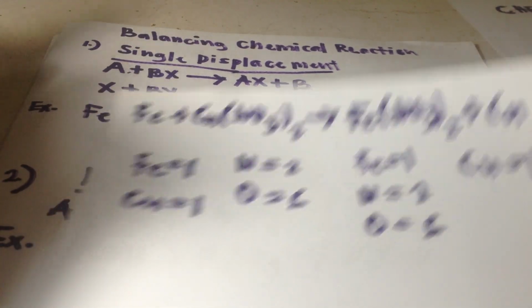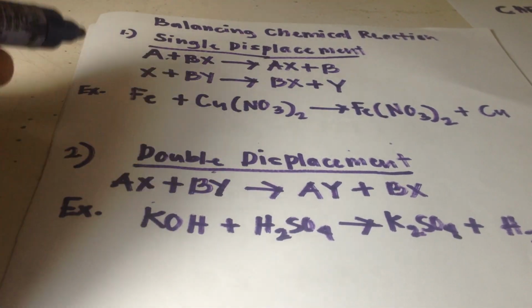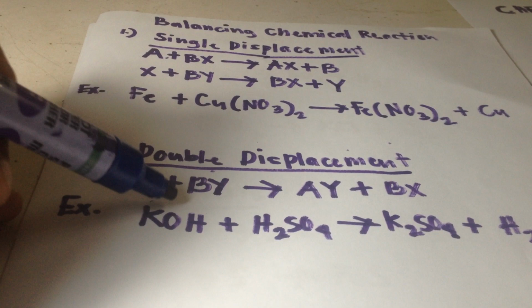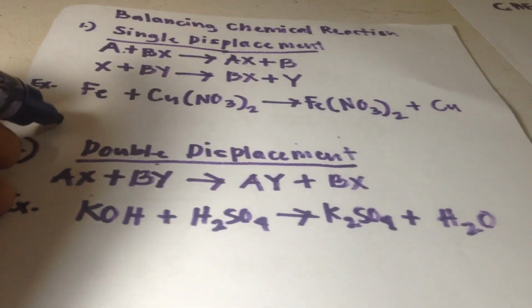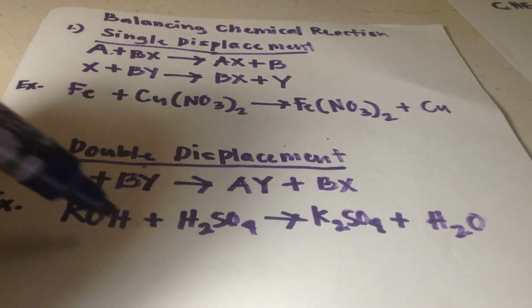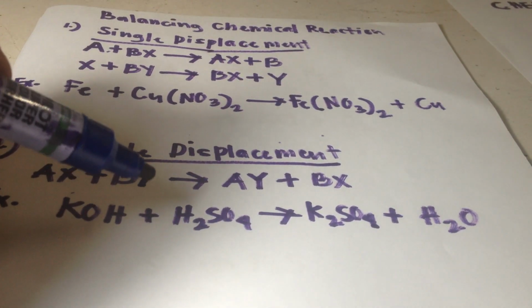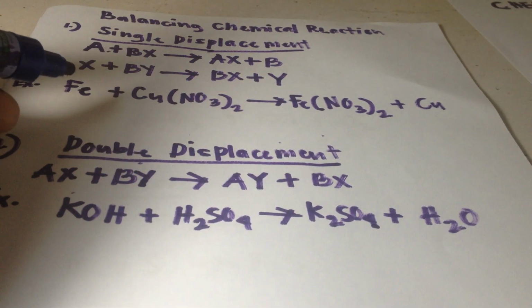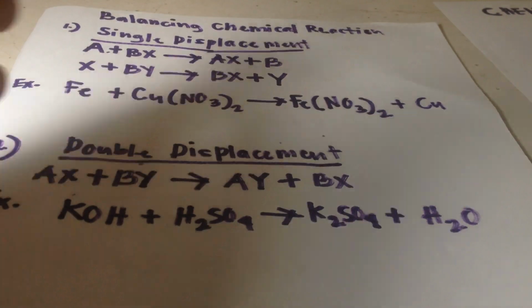Next is double displacement. Double displacement is AX plus BY reacts to AY plus BX. Example: KOH, potassium hydroxide, plus sulfuric acid reacts to potassium sulfate plus water. You need to balance that. I think this is not balanced.